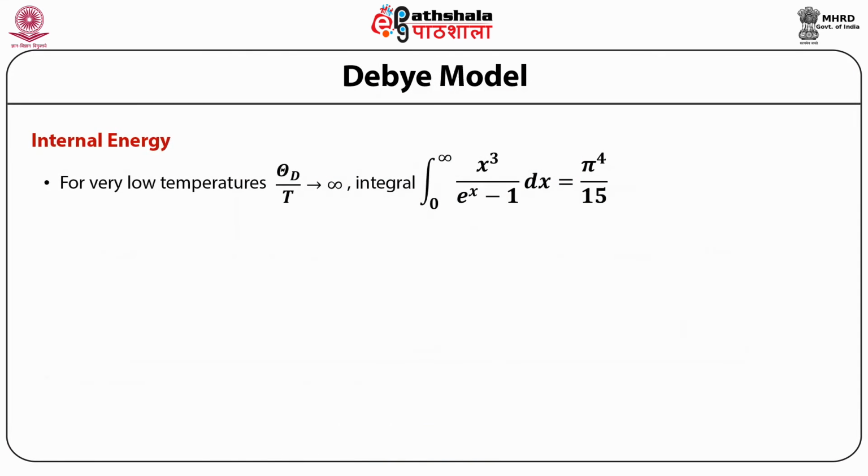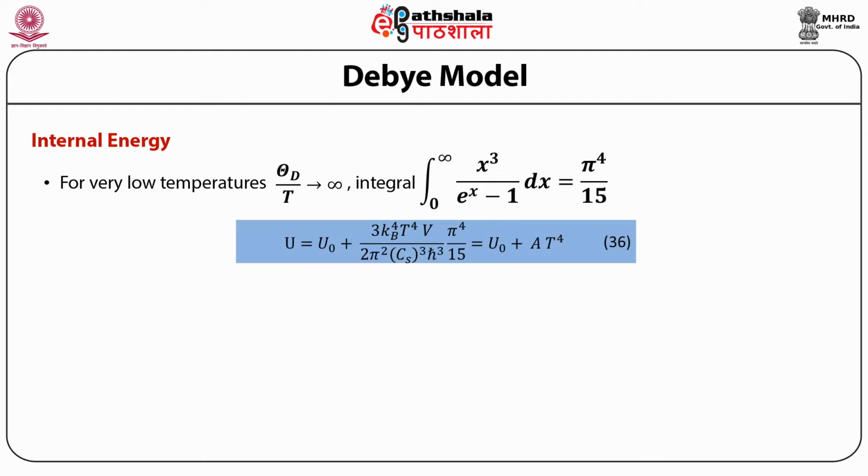For very low temperatures, θ_D upon T approaches infinity, and the integral from 0 to infinity of x³ upon e raised to power x minus 1 dx is equal to π⁴ upon 15. Therefore, U will be equal to U₀ plus 3 times k_B⁴ T⁴ into V divided by 2π² Cs cube ħ³ into π⁴ upon 15, which is equal to U₀ plus A T⁴, where A is equal to k_B⁴ π² V upon 10 times Cs cube ħ³.